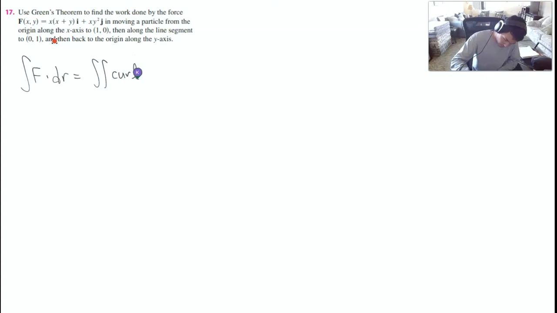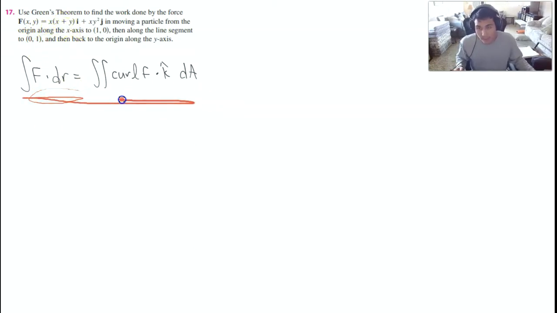Curl of F dotted with the k hat dA. So that's a way to say Green's theorem, and in this case, it's what we can use. We can use Green's theorem. This may be a little bit unnecessary to write, but this is just a reminder of what it is.